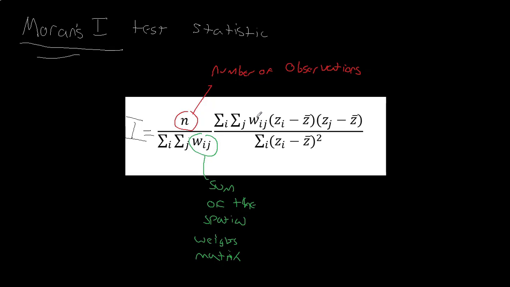Over here we see the sum of the weights matrix again, but in this case we're multiplying it by the difference from, actually, before we do that, this z_i right here is the data value of the ith observation. We've seen these z's before when we were talking about lagged means. This is the actual data value.